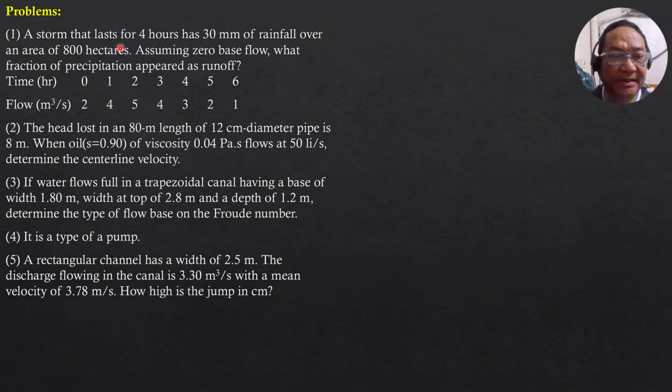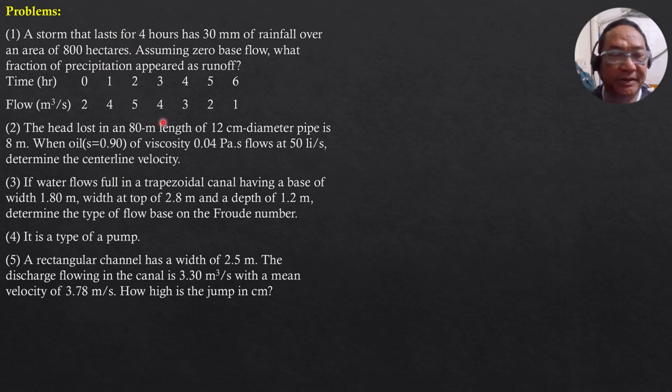So here is the first problem. A storm that lasts for 4 hours has 30 millimeters of rainfall over an area of 800 hectares. Assuming zero base flow, what fraction of precipitation appeared as runoff? So we have here to plot time versus discharge, with discharge vertical. The area of this flow rate or discharge versus time is the volume of rainfall.